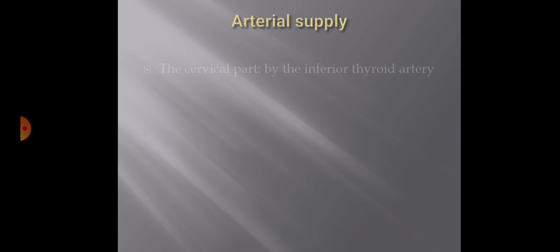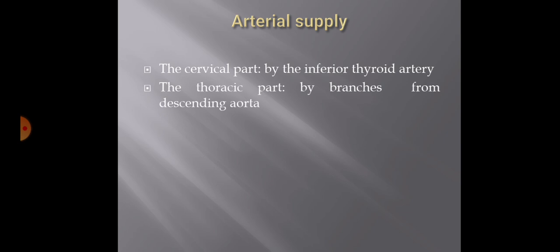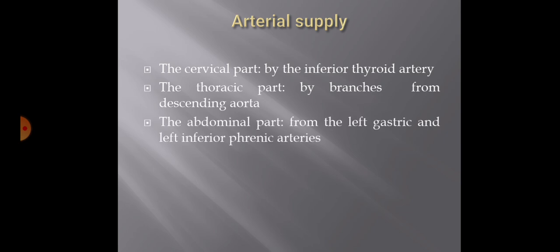Blood supply of the esophagus. The cervical part of the esophagus receives its branch from the inferior thyroid artery, while the thoracic part receives the arterial supply from the descending aorta, while the abdominal part receives it from the left gastric artery.